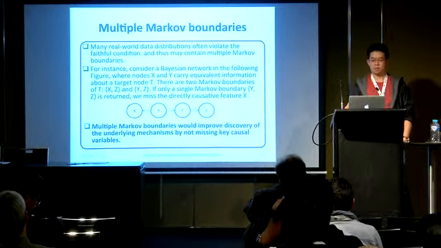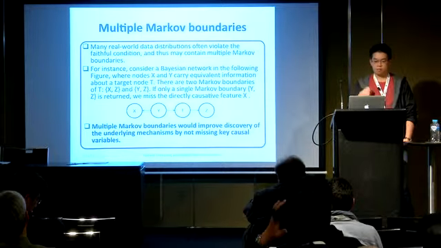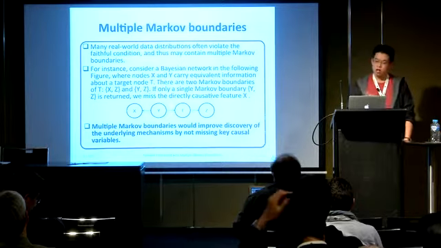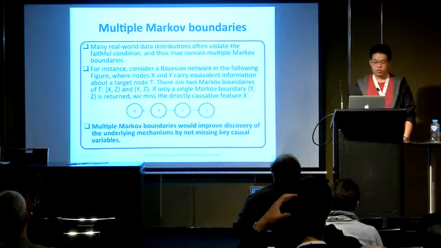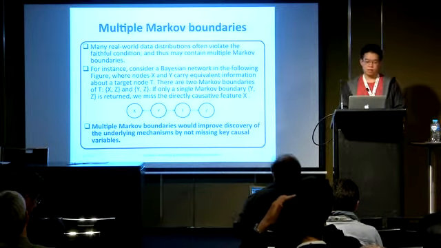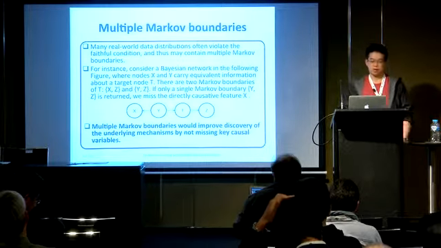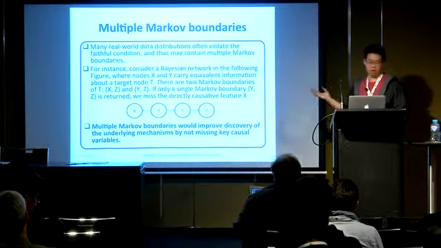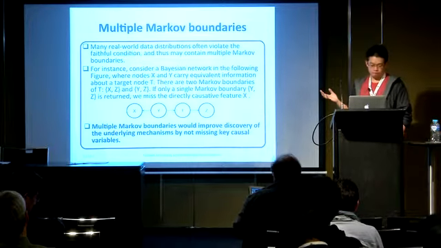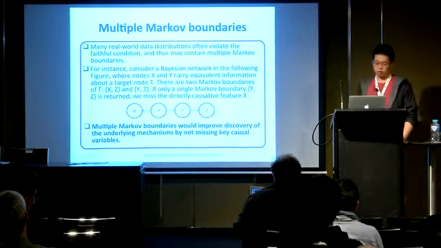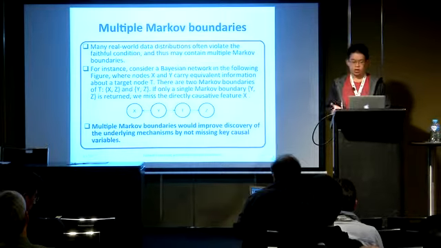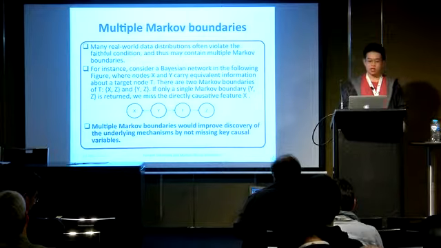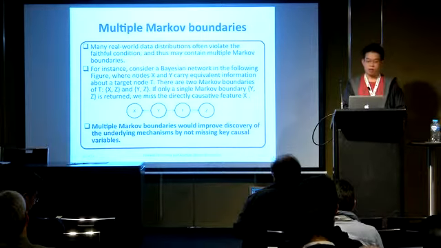Above, I described the Markov boundaries. But now we want to incorporate multiple Markov boundaries for our data. Many real-world data distributions usually violate the faithful condition and thus may contain multiple Markov boundaries. For example, in the example here, the target node is T. So there could be two possible Markov boundaries here: the set with X and Z, and also the set with Y and Z.